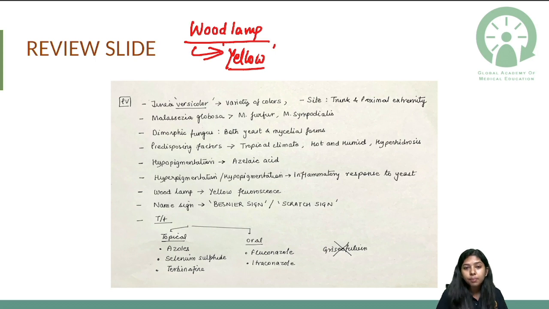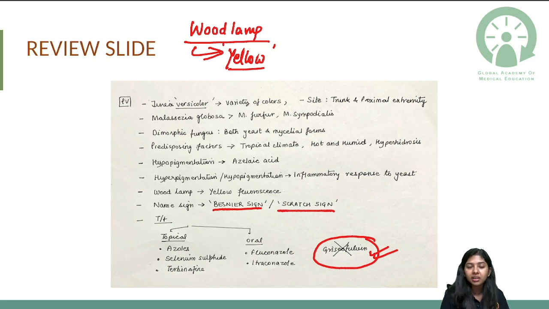Sign we have discussed, the Besnier's sign or the scratch sign. These are things we have already discussed. I've just put it here for you in one slide. How do you treat? You give azoles, you can give selenium sulfide. Orally, you can give fluconazole or itraconazole. What you don't give is griseofulvin. So, this was also asked, I think, one year. Griseofulvin, you will not give. It is of no use in tinea versicolor, it will not act. So, what you give is azoles, right?